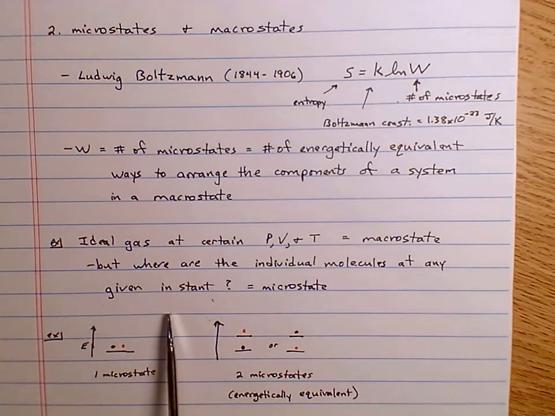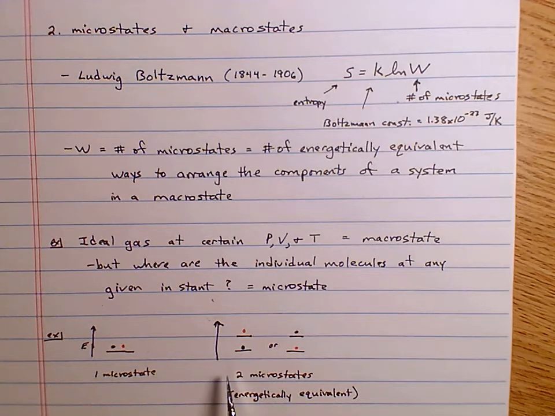Now, if you had 1 mole of gas, 6.022 times 10 to the 23rd molecules, and you had to know where each of them are at a given instant, and then an instant later, where did they move to? That's a whole bunch of different microstates. So let's start very small. Here's an example. Say we had a black dot and a red dot, and we only had one energy level, which means the black dot and the red dot had to be at that same energy level. This system has 1 microstate.